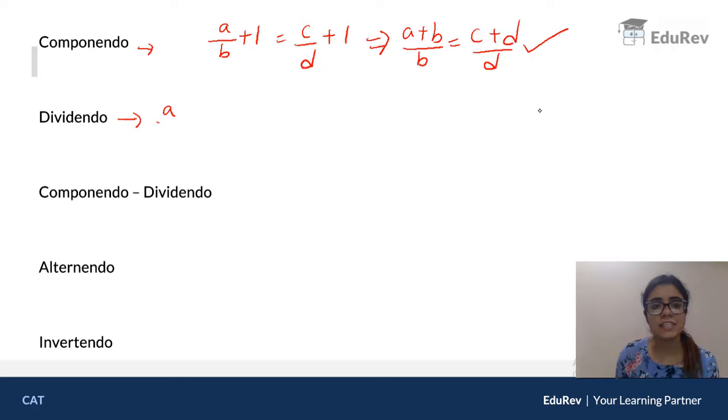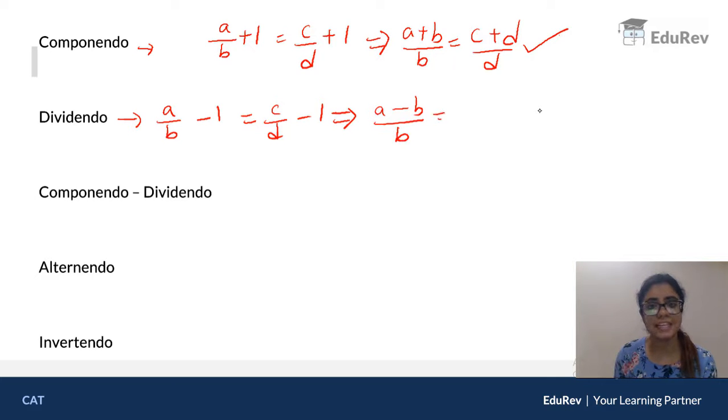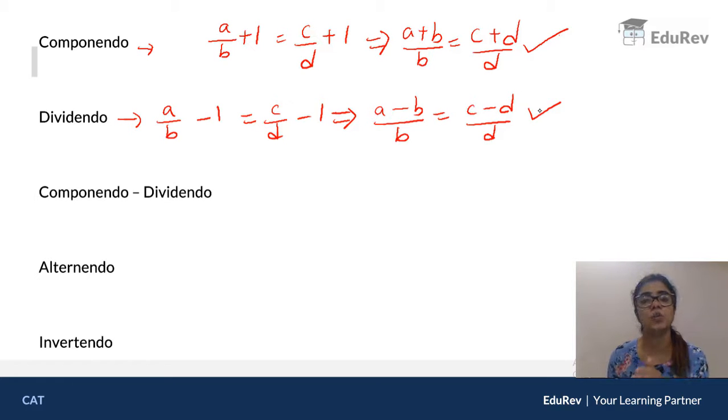Similarly, if I subtract 1 from both sides, A by B minus 1 is equal to C by D minus 1. So what will this mean? This will mean (A minus B)/B is equal to (C minus D)/D. This property is called dividendo. So if two ratios are in proportion, dividendo is also valid.